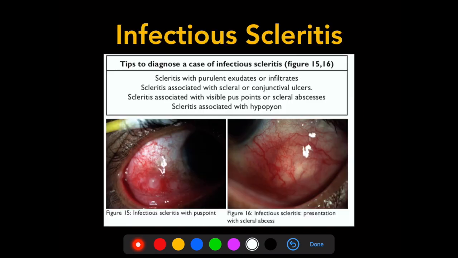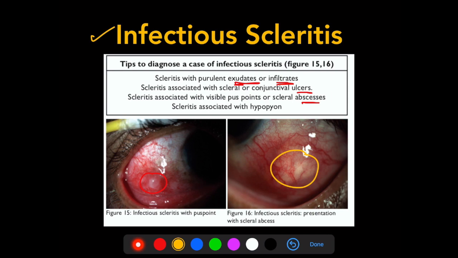Infectious scleritis, as I just mentioned, is very important to differentiate from non-infectious because of the mentioned causes. You don't give steroids in infectious scleritis, but how to diagnose them? The more important features are going to be exudates or infiltrates, ulcers and abscesses. So when you see a scleral abscess or a scleral purulent exudate, then think of infectious.